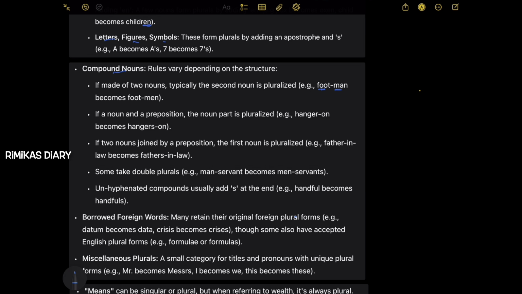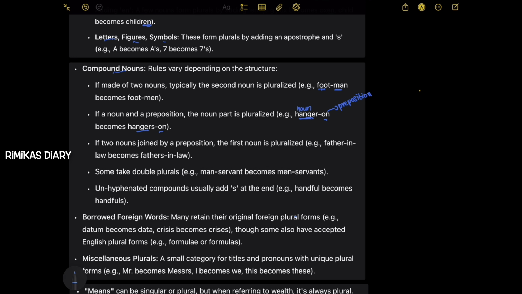If it is a noun and a preposition, the noun part is pluralized. For example, hanger-on. Here, hanger is the noun. On is the preposition. So you only need to change the noun part. It becomes hangers-on.